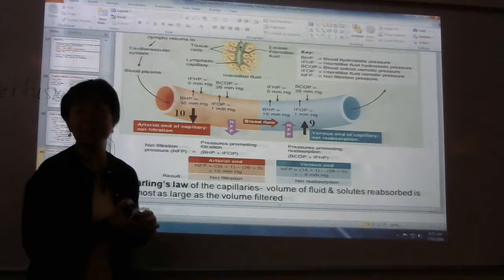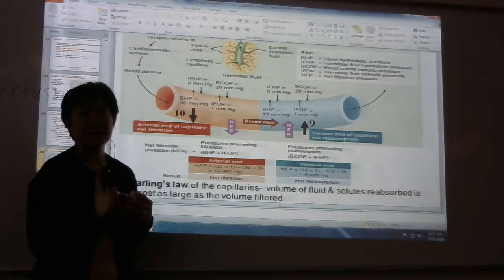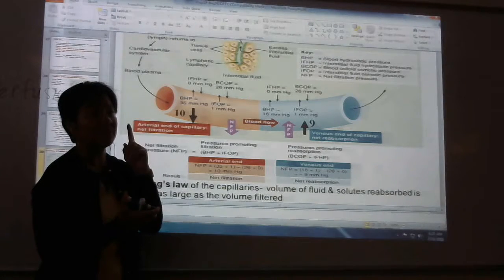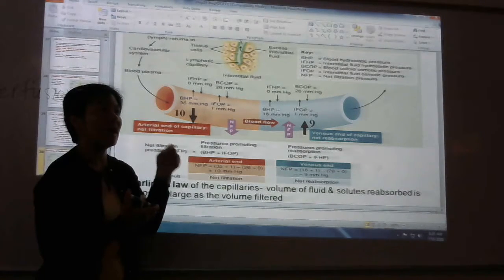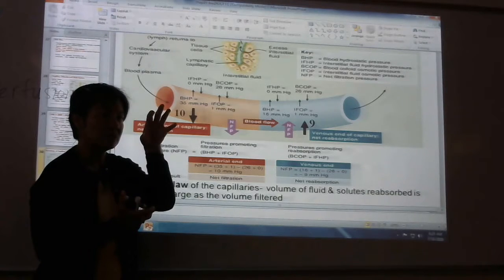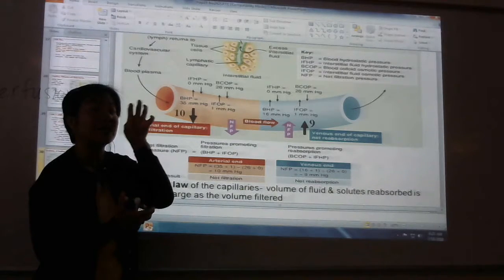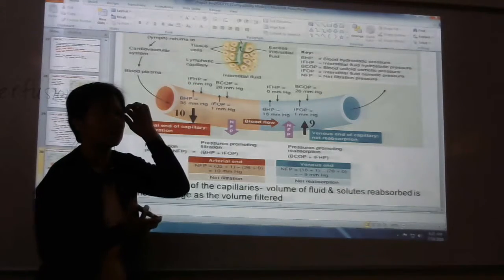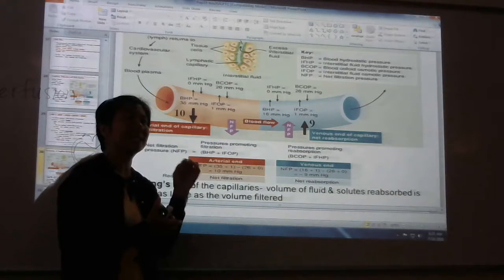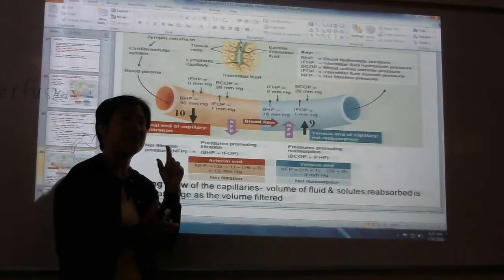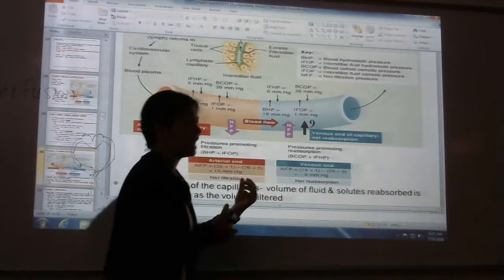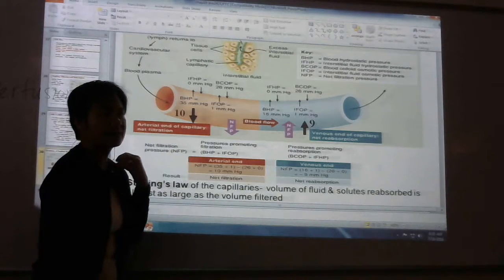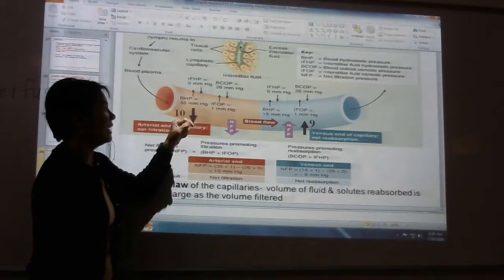You will be asked to compute for your test on Wednesday. So you will be given pressures and you will be asked to compute for the net filtration pressure. And then I will ask you, given that value, what will be the direction of blood flow, out of the artery? My question will always be, is this normal? Where will this value be normal, in the arterial end of the capillary or the venous end of the capillary? So this is not hard, okay? This should be a freebie.